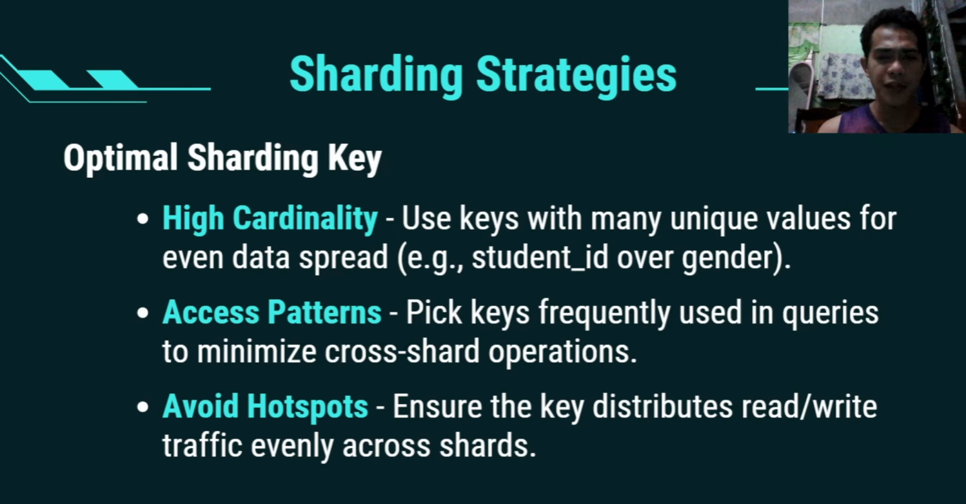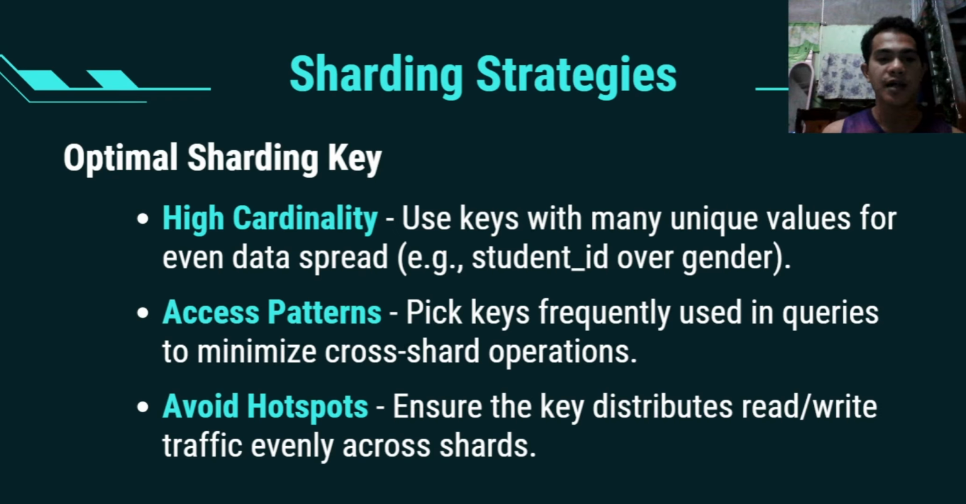Next, access patterns. Pick keys frequently used in queries to minimize cross-shard operations. For example, if most of your queries filter records by student ID, it makes sense to use student ID as a sharding key, so MongoDB can quickly route queries to the correct shard.